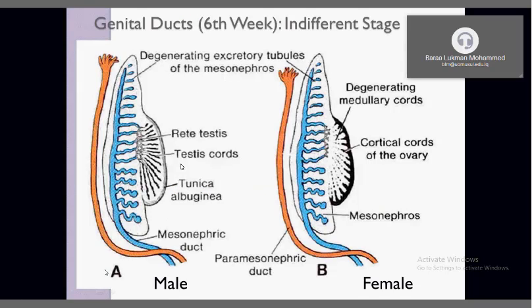So again, in the indifferent stage, you can see it is not much distinguishable between male and female. Both individuals will have two pairs of genital ducts. It is the mesonephric duct, and lateral to it is the paramesonephric duct.